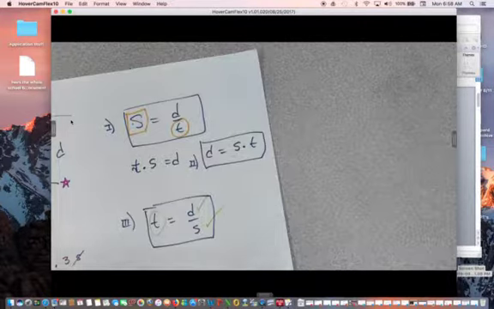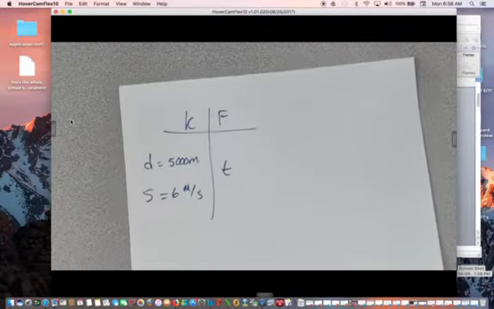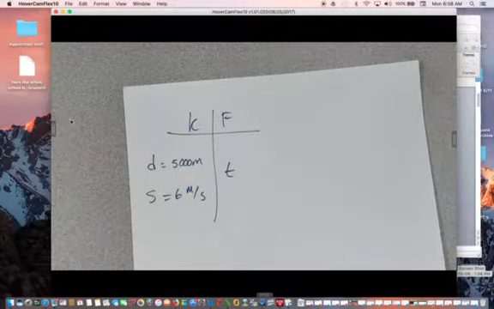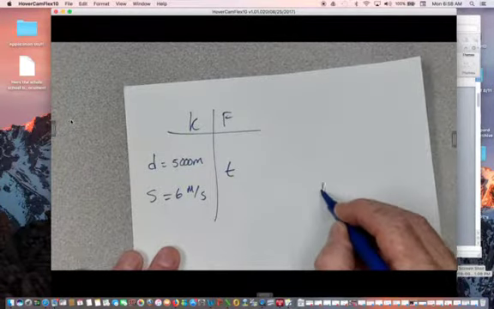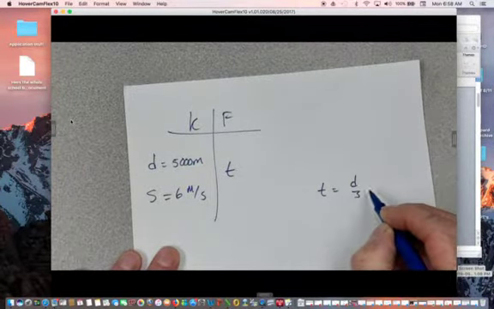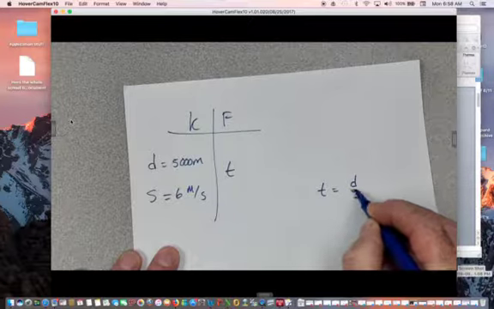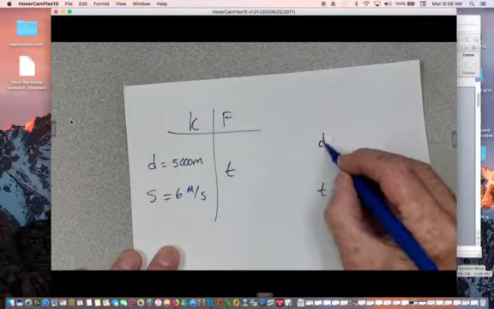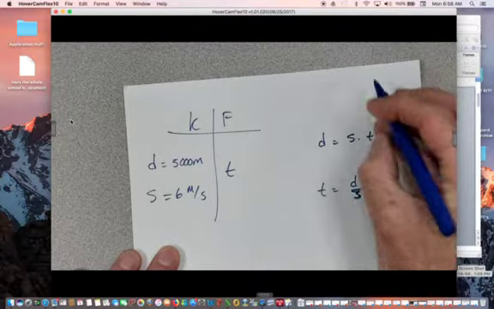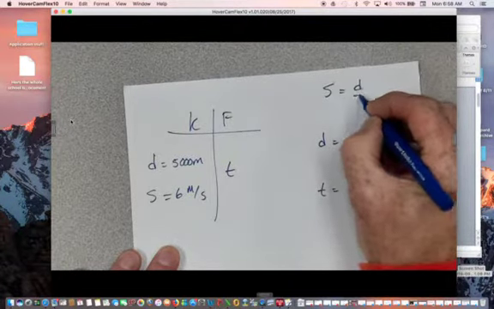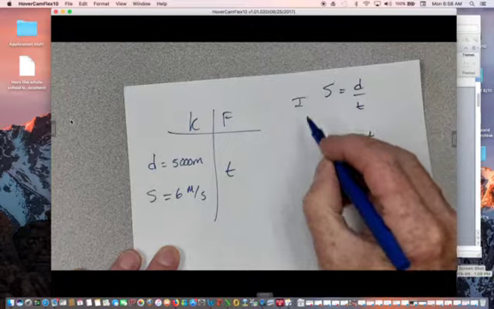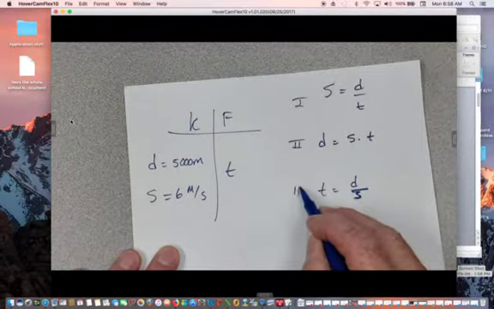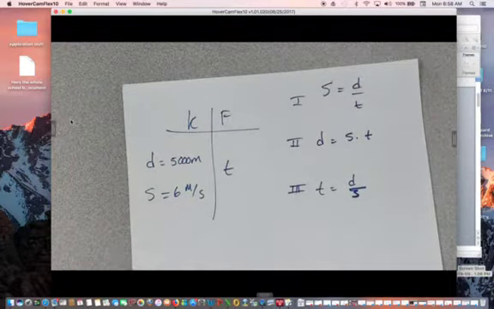So if you made your no find table, it should be pretty straightforward, knowing that you want time, which is distance over speed. The other version was distance equals speed times time, and then you have speed equals distance over time. Those are your three versions of the equation you need to know. Not entirely hard.